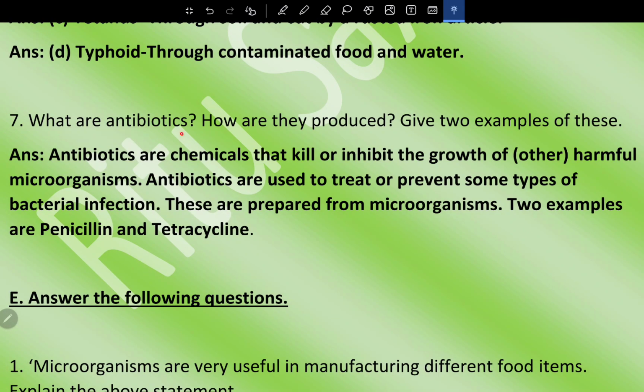Question number 7. What are antibiotics? How are they produced? Give two examples of these. Antibiotics are chemicals that kill or inhibit the growth of harmful microorganisms. Antibiotics are used to treat or prevent some types of bacterial infection. These are prepared from microorganisms. Two examples are penicillin and tetracycline.